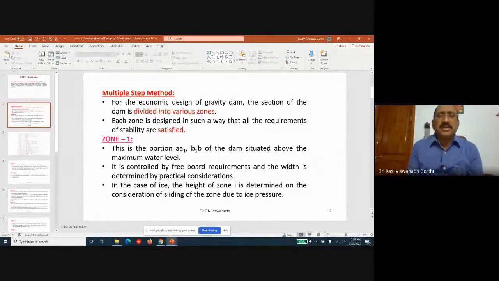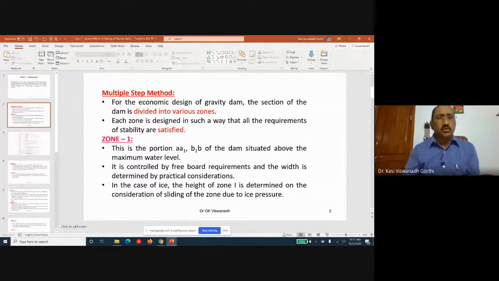So, multiple step method of design of a gravity dam followed by single step method we try to see. Multiple step method also is called the zonal method of design. For the academic design of a gravity dam, the section of the dam is divided into various zones. That's why it is called zonal method. Each zone is designed in such a way that all the requirements of stability are satisfied. If each of the zones of the gravity dam satisfies the stability requirement, naturally the entire dam section also will be satisfying the stability requirement.